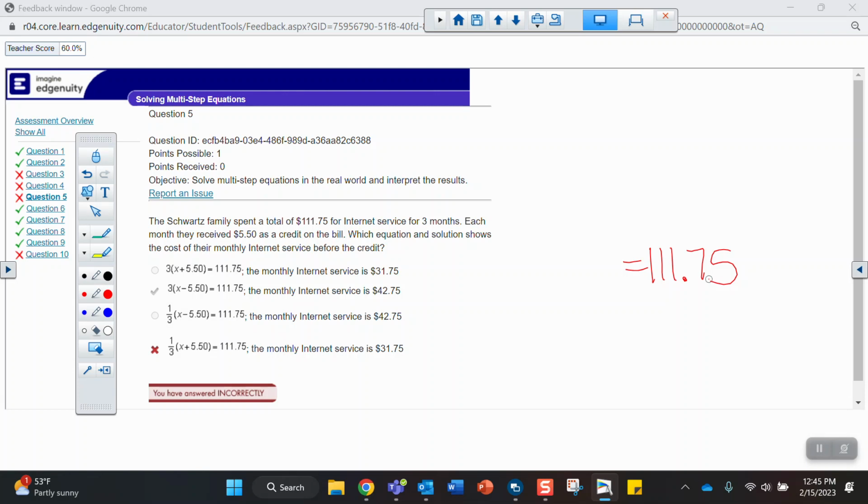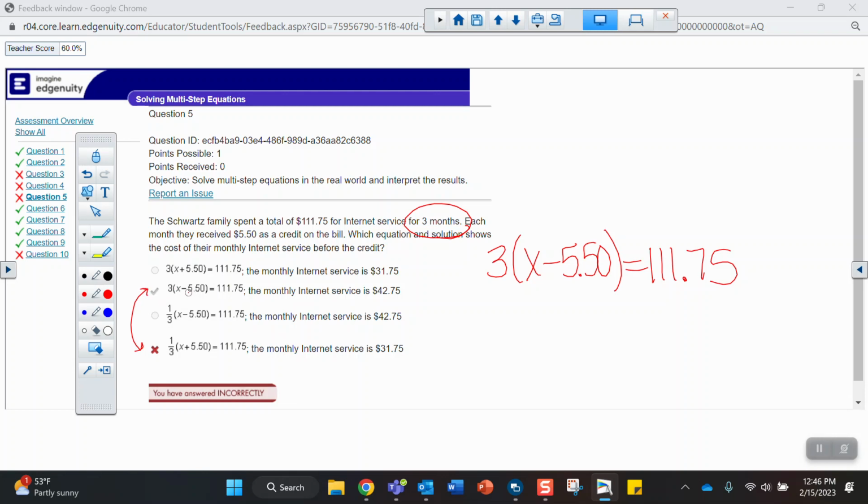So a credit is going to make your monthly bill less expensive, so it needs to be subtraction, and it looks like you picked the one that was addition. So we're taking $5.50 away from our monthly bill because we're getting a credit. That's like the company is saying here, you pay $5.50 less. It happens for 3 months, so we want to take 3 times that. It happens 3 times, and then we get $111.75 for the total.